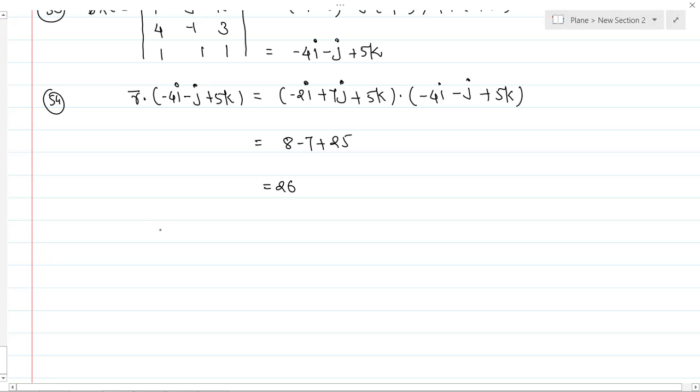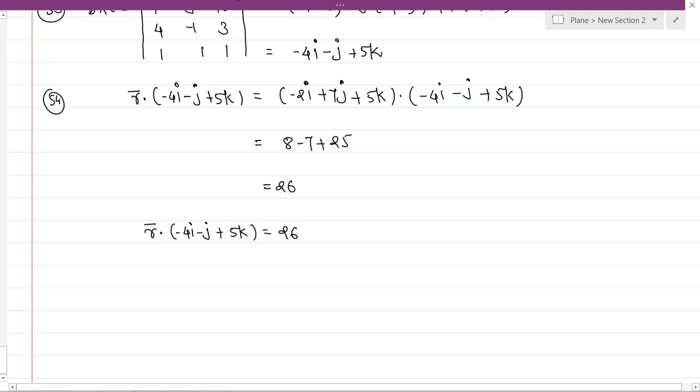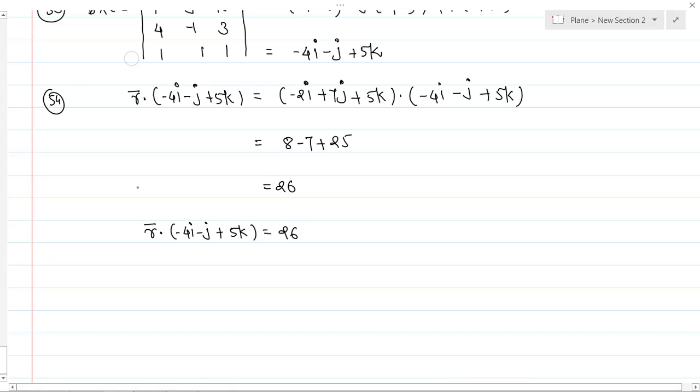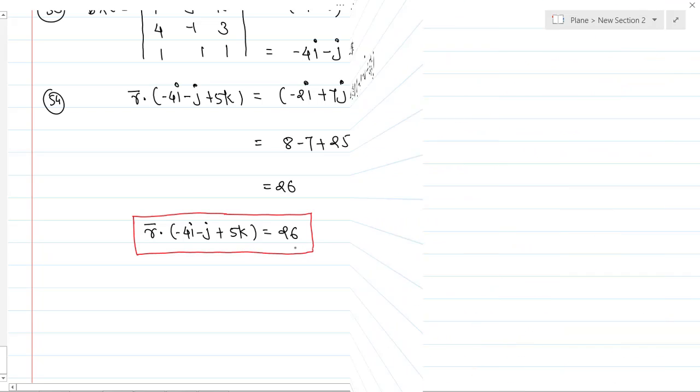So my final answer is r bar dot (minus 4i minus j plus 5k) equals 26. This is the required answer. Let's highlight this. See, the topic is very simple, the only thing you need is to remember the concepts. Good. Now let's see the 10th question.